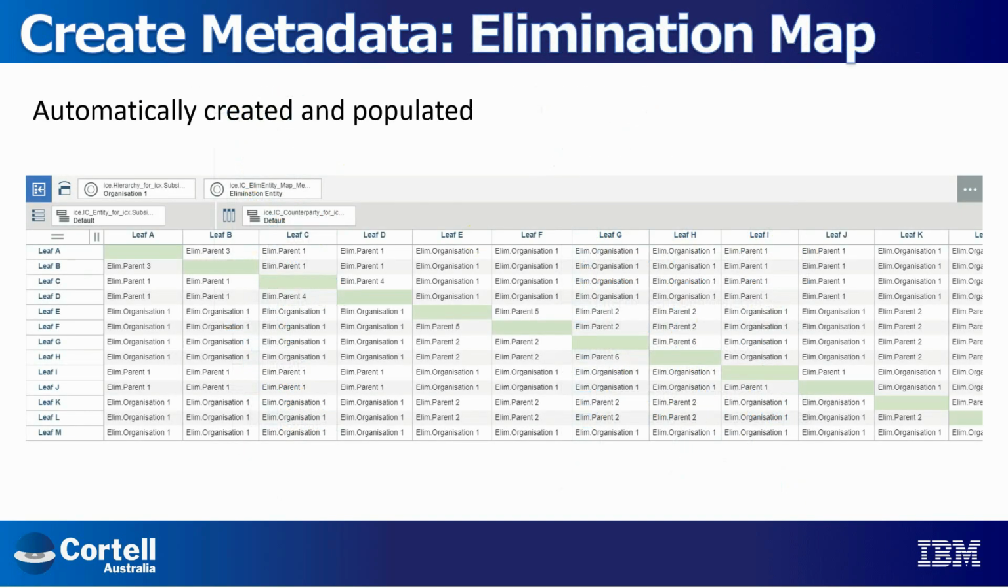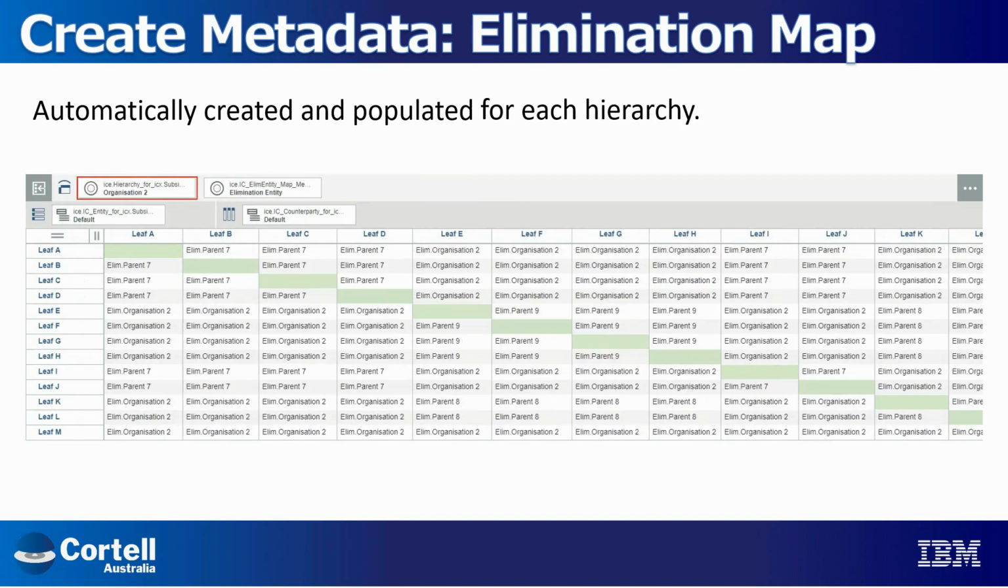And the key to the whole process is the elimination map, where we need to know at what parent the two entities will meet in that hierarchy. So here we've got organization 1, and we can see that leaf A meets leaf B at parent 3, and so the map says that the elimination journals will go to elim.parent 3. That's organization 1. But of course, if we have multiple hierarchies, it creates a map for each hierarchy, so that in organization 2, leaf A meets leaf B at parent 7, so the elimination journals will go into elim.parent 7.